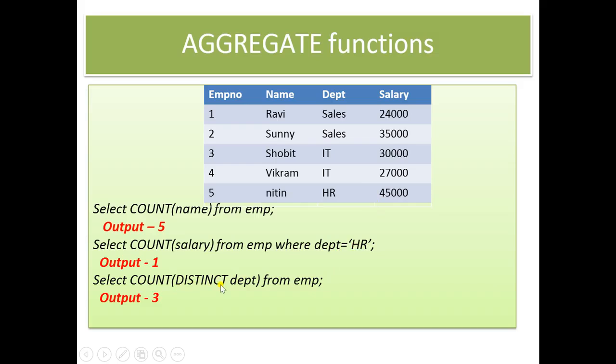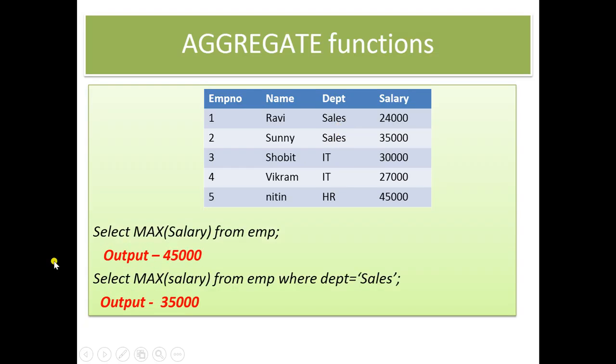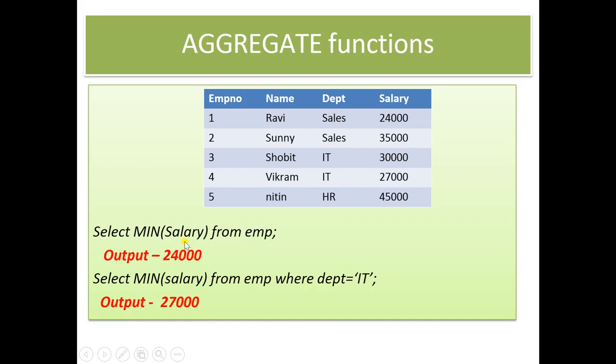Now another keyword is distinct. Here the query is select count distinct department from EMP. It will give you the distinct departments. It will not count a department that is repeated. Here the different departments are sales, IT and HR, that's why the result is 3. Next is max. It will give you the maximum salary when you apply it on this column. Next is min. It will give you the minimum salary.